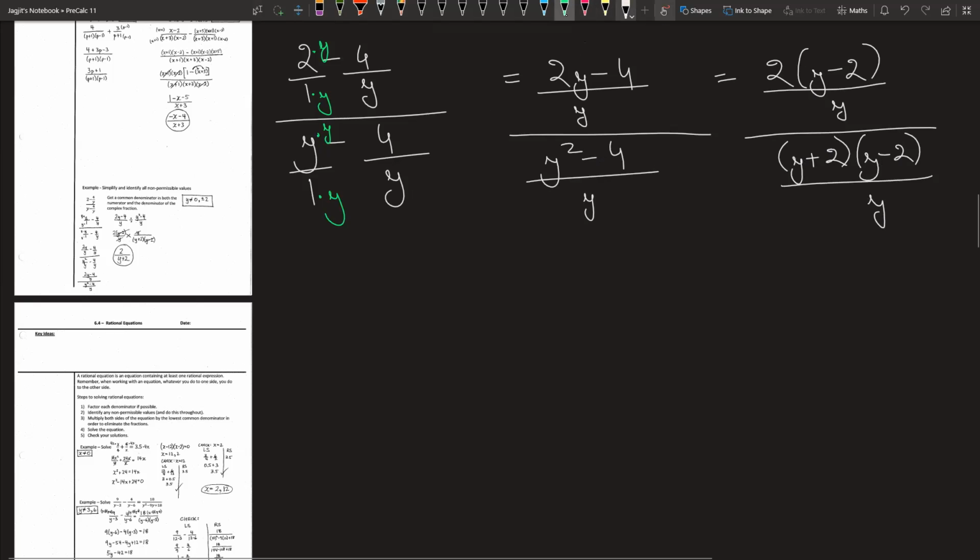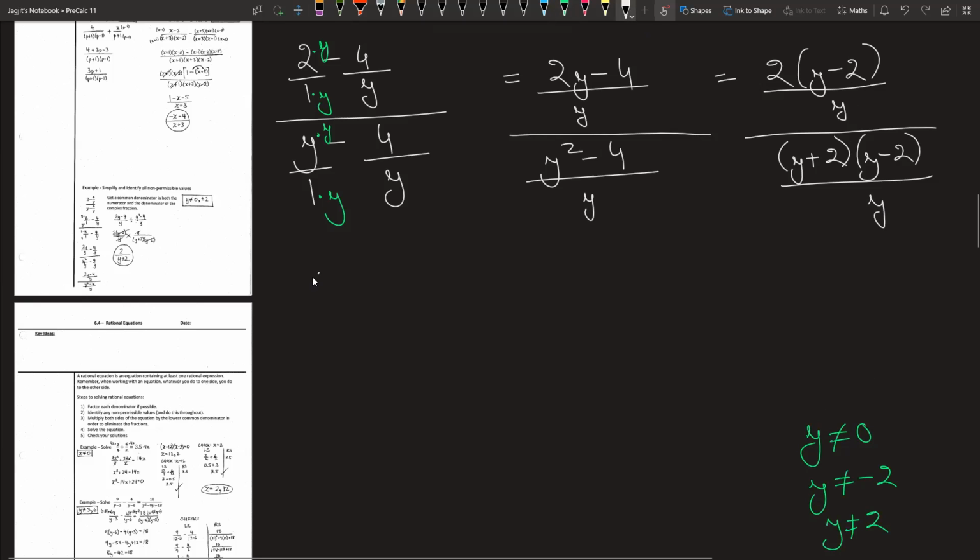Okay, first of all, write the non-permissibles. Okay, you have this y as a denominator. You say y cannot be equal to 0. You see y plus 2 and y minus 2. You say y cannot be equal to minus 2, and y cannot be equal to plus 2. And you see y, which is already covered. Y cannot be equal to 0.